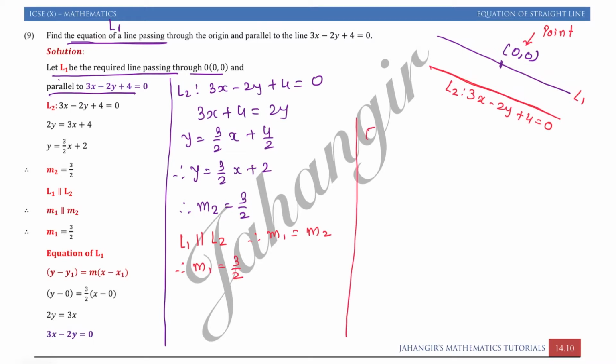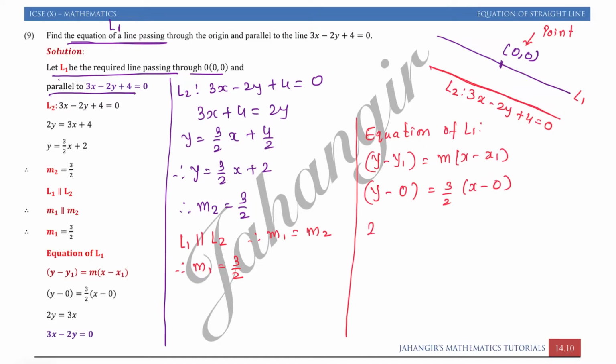Now we have to find equation of L1. Equation of L1, that is y minus y1 is equal to m into x minus x1. So we can say y minus passing point, as we know it is 0, is equal to m, which is 3 by 2, into x minus 0. Cross multiply, 2y is equal to 3x. Keeping x as positive, we can write 3x minus 2y is equal to 0.